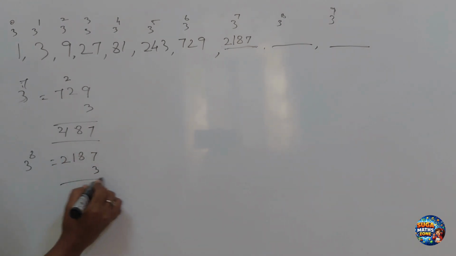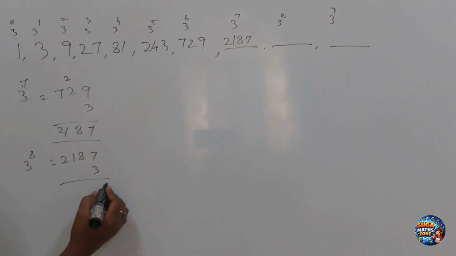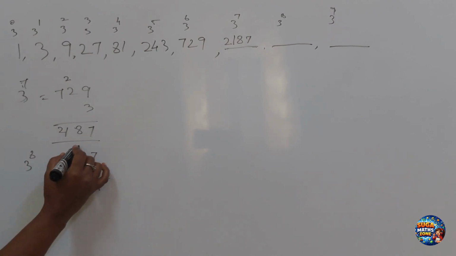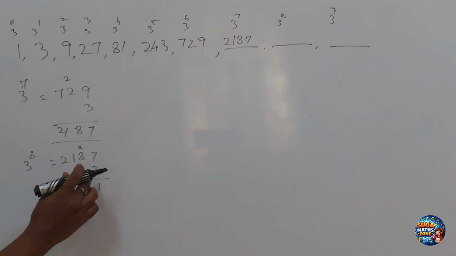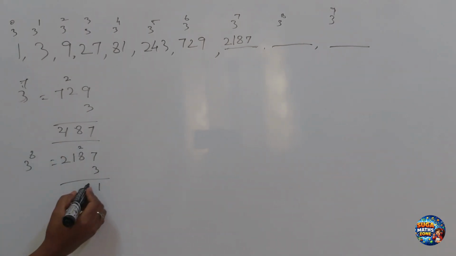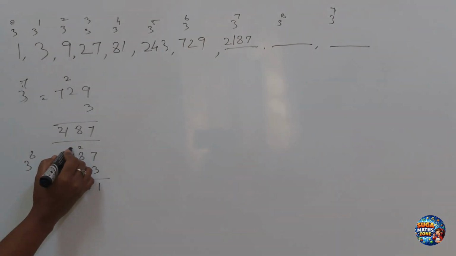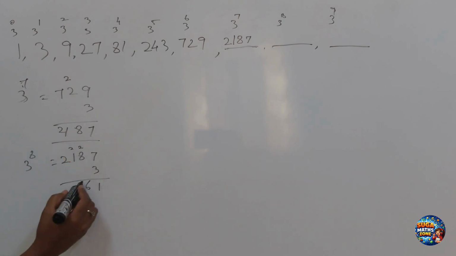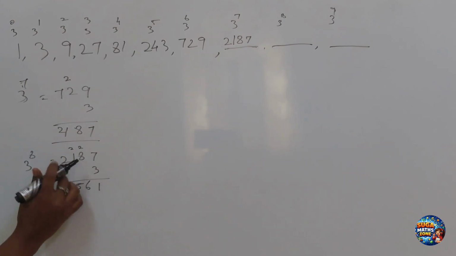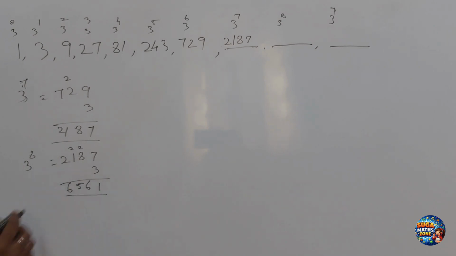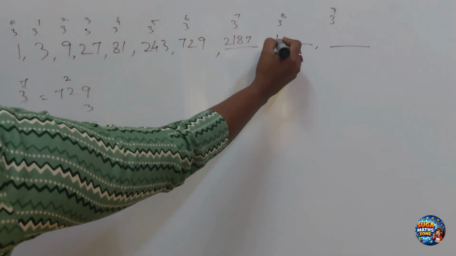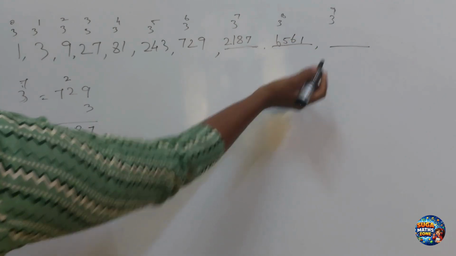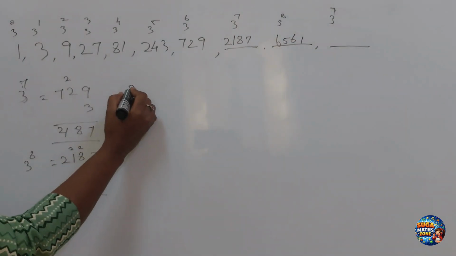So 3 power 8 is 2187 multiplied by 3. So 7 3s are 21. 1 is here and 2 is remaining. 8 3s are 24. 24 plus 2, 26. 6 is here and 2 is remaining. So 3 1s are 3. 3 plus 2, 5. And 3 2s are 6. So 3 power 8 is 6561.